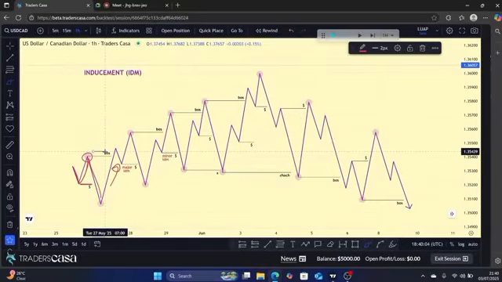So now, all right, you know how to identify a break of structure, but can you also know the uptrends and downtrends, when it becomes a downtrend, when it becomes an uptrend?